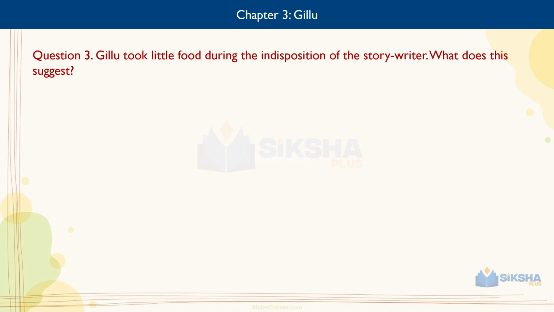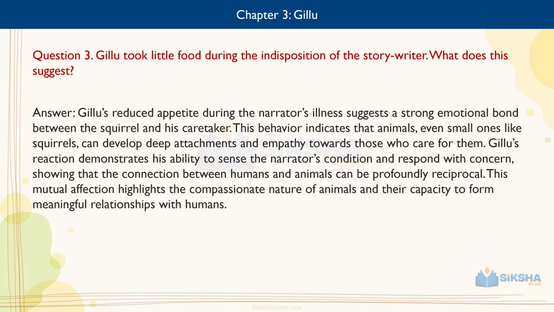Question number 3: Gillu took little food during the indisposition of the story writer. What does this suggest? Answer: Gillu's reduced appetite during the narrator's illness suggests a strong emotional bond between the squirrel and his caretaker. This behavior indicates that animals, even small ones like squirrels, can develop deep attachments and empathy towards those who care for them.